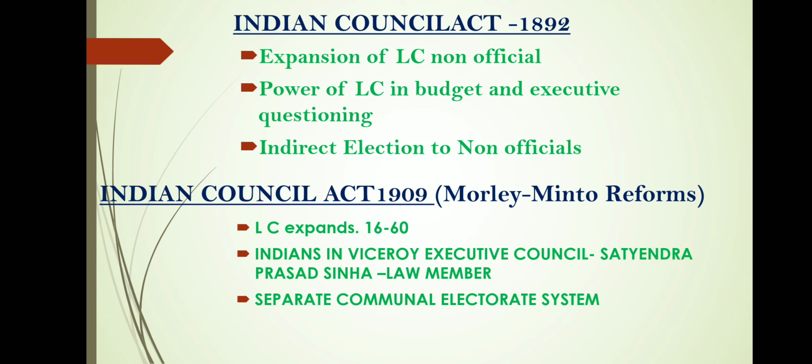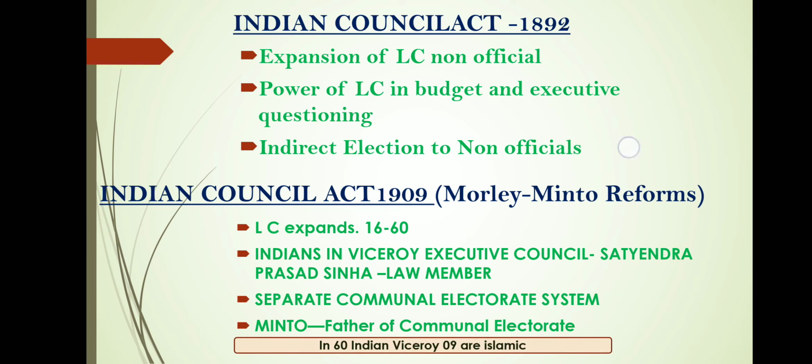The separate electorate system was enacted by this act. Under this, the Muslim members were to be elected only by Muslim voters. Thus the act legalized communalism, and Lord Minto came to be known as the father of communal electorate. So there is one quick trick for this.